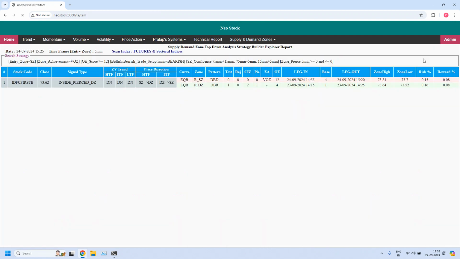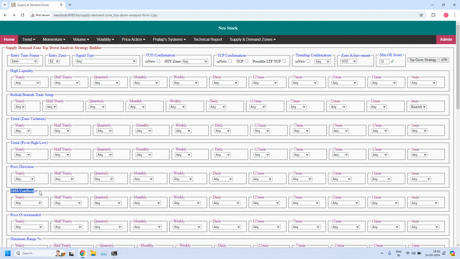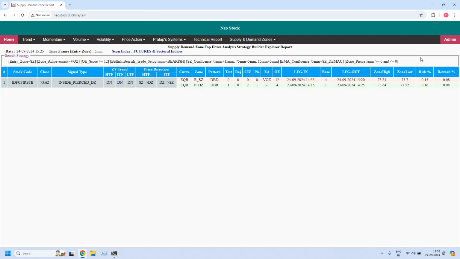Now let's verify. Only one stock. And earlier it is having EMA, daily EMA confluence. 15 minutes is having EMA, means 75 also together is having EMA. Let's verify. In the EMA confluence at 75 minutes time frame, 75 minute supply zone with the daily EMA confluence. So it is filtered. So with this we have completed income trades for all the 4 income trades.